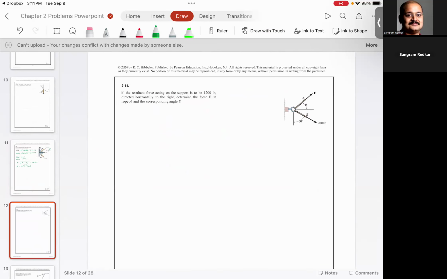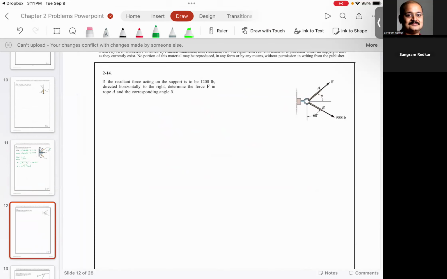So this problem is also exactly the same problem. If the resultant force acting on the support is 1200 pounds, please understand the resultant force is nothing but the square root of fx square plus fy square. Now what it means is, please try to understand. In this problem, you start with identifying the coordinate system.